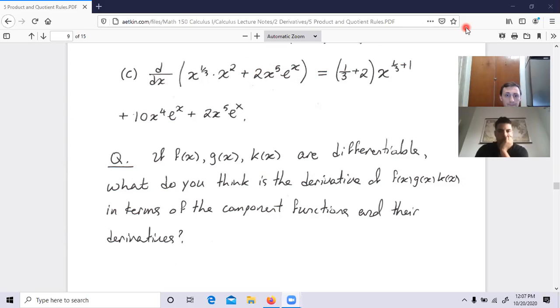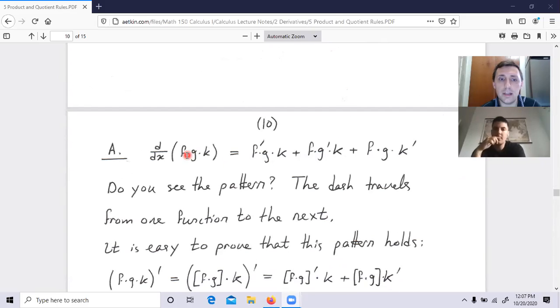Yes, beautiful. Beautiful, Khalil. You would have the traveling derivative. So the pattern is rather simple. Here I suppress the x to write it easily. F times g times k, the derivative begins at first with f, everything else is untouched, plus the derivative moves to g, and then plus the derivative moves to k.